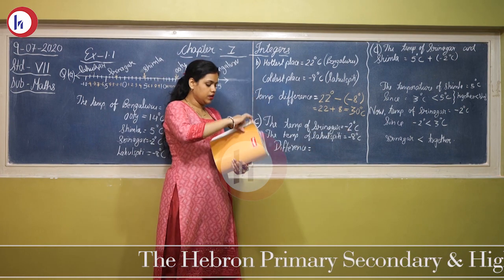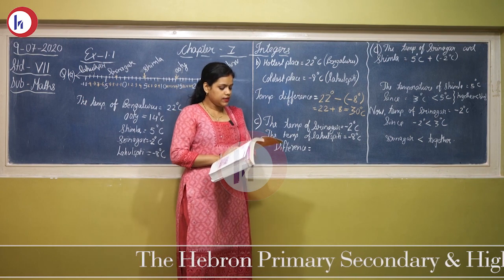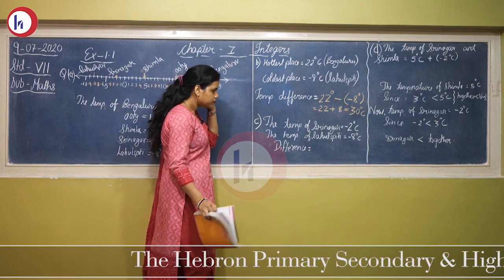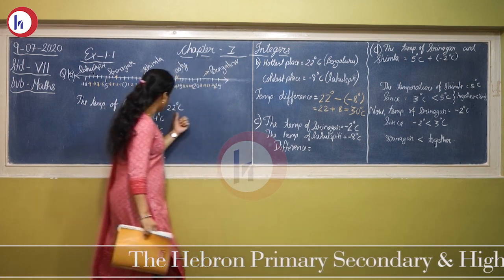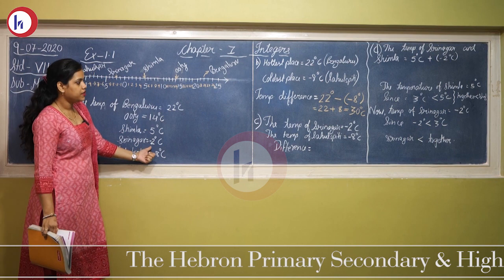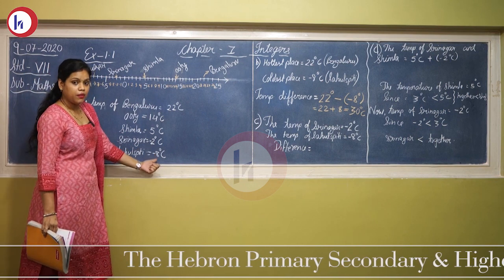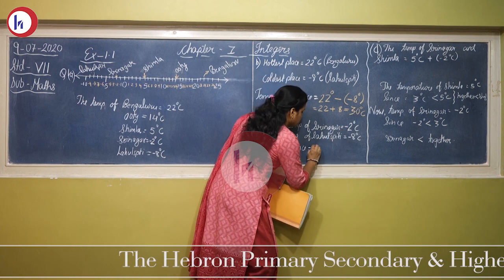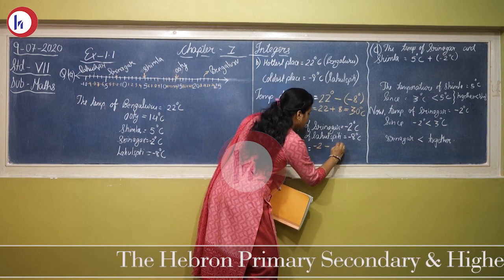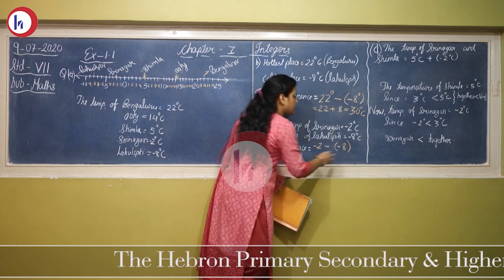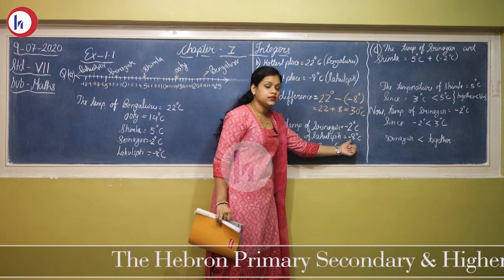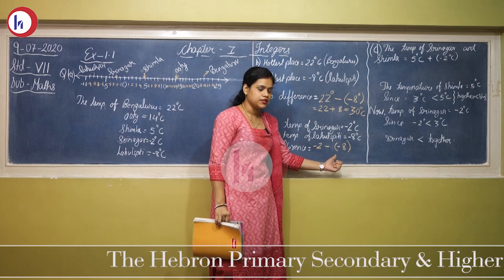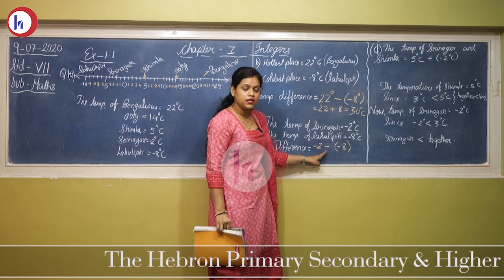Coming to the third part, that is C, what is the temperature difference between Lahul Spiti and Srinagar? Now here again, you will take the temperature of Srinagar minus 2 degree C, Lahul Spiti minus 8. Now you see both of them are negative. So, difference. Now remember children, this minus sign is for 8. It is not for the difference. For difference you have to keep another minus sign.